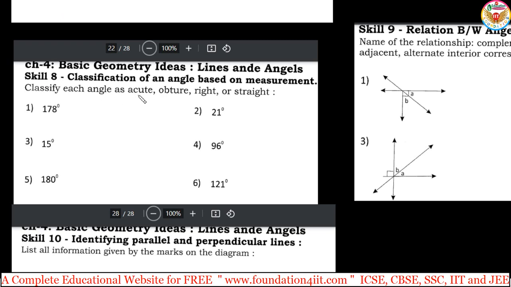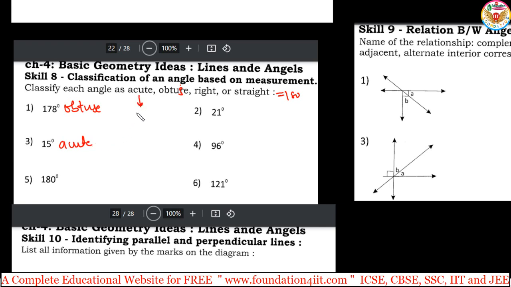Classify each angle: acute, obtuse, right angle and straight. 178. Straight is exactly 180, right? Less than 180 is obtuse. More than 90, less than 180. More than 90, less than 180. So this is obtuse. 15 degrees. So more than 0, less than 90 is acute.